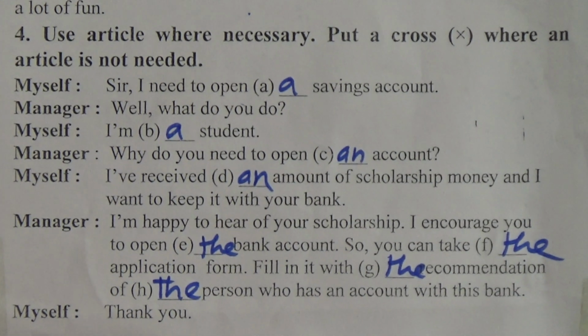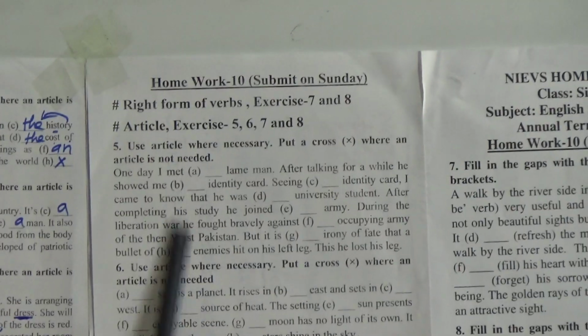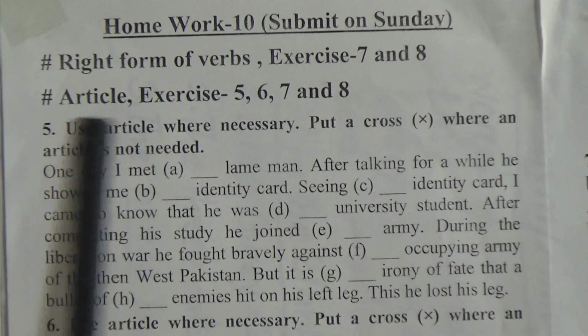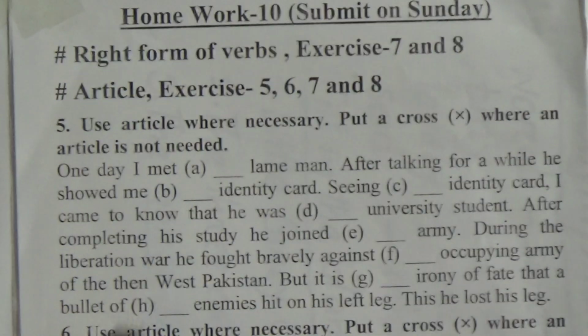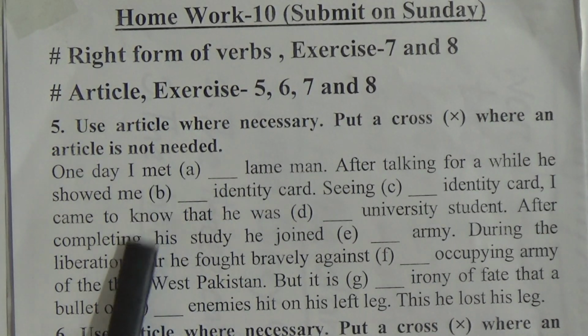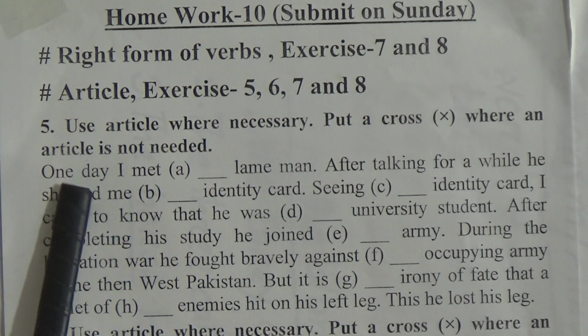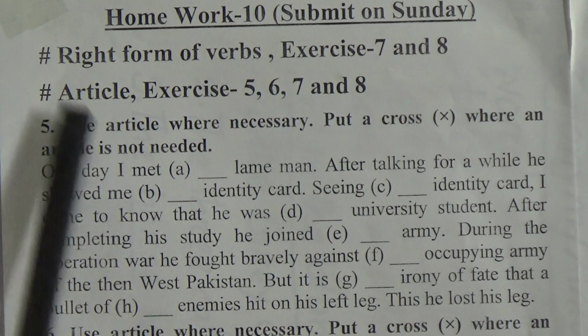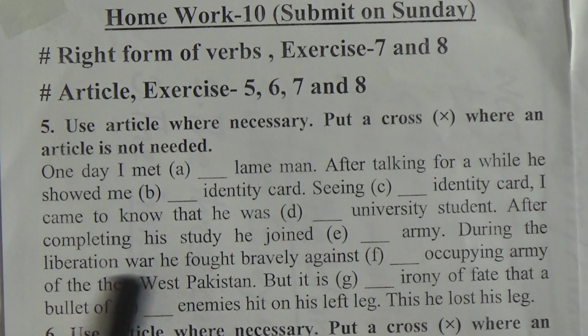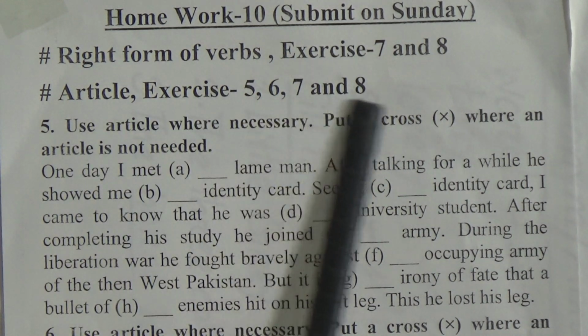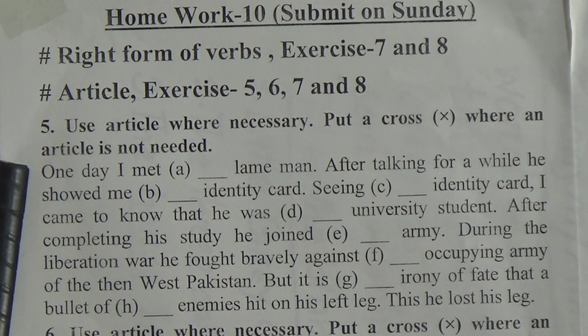So my dear students, let's go to the SW. SW 10 will be right form of verbs exercise 7 and 8, article exercise 5, 6, 7 and 8. So my dear students, we have provided the suggestions through the Google links. You'll go to the Facebook page, download this and do the SW. Okay, so the SW 10, right form of verbs exercise 7, 8, article exercise 5, 6, 7 and 8. Okay, I'm reading for those who have not collected.